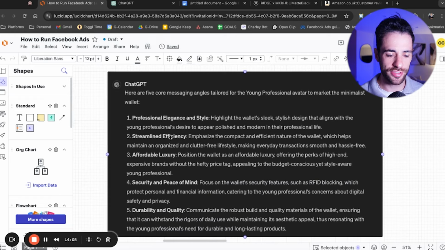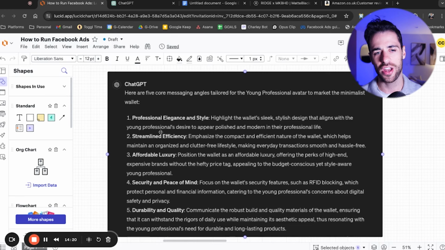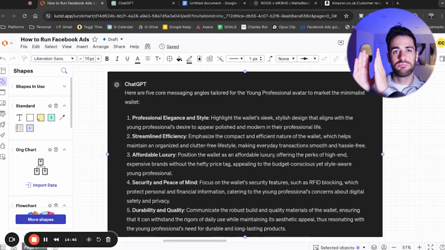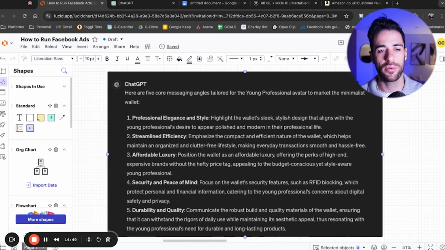Now, ChatGPT with this, it gives you the right angles, but it's not the best at making them named in concise ways. So definitely at this stage, come in and have your own review process and try to refine these a little bit. So for example, you can see here, professional, elegance, and style is one of the angles it's chosen. Highlight the wallet's sleek, stylish design that aligns with the young professional's desire to appear polished and modern in their professional life. Okay, I'd probably just refine this and say, okay, the first angle is style, right? That's a marketing angle is going to be style. Everything in the messaging is going to relate to being style or professional style. Right? You might want to refine it further that way, right?